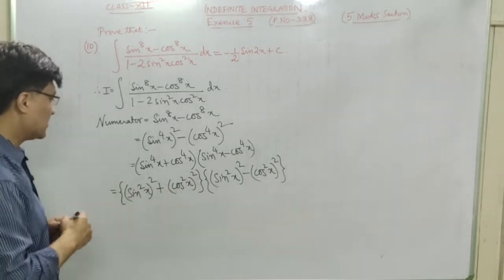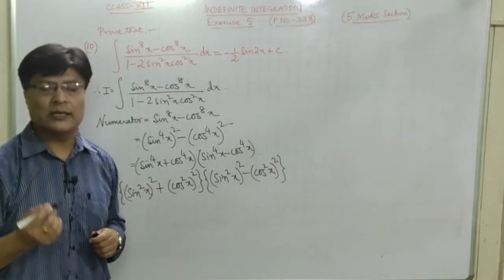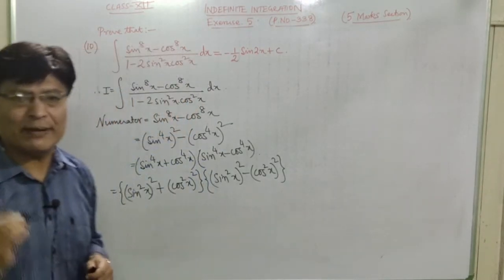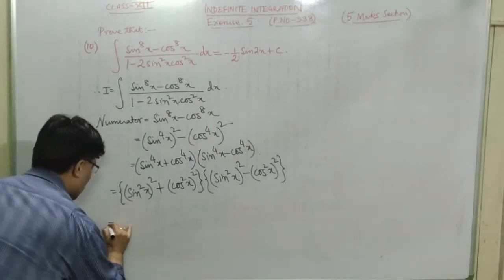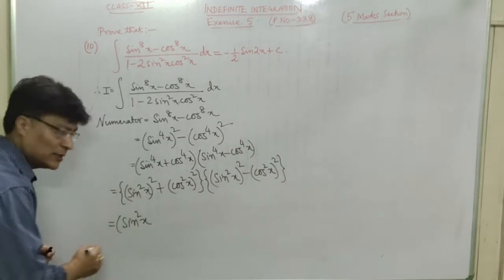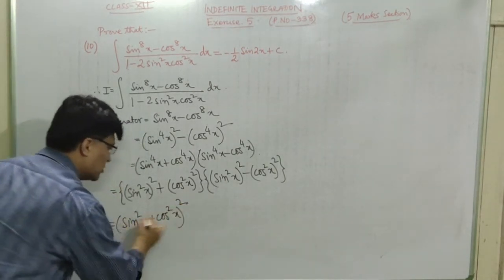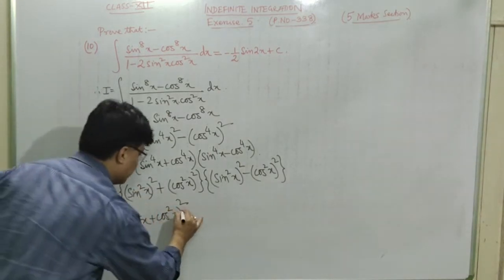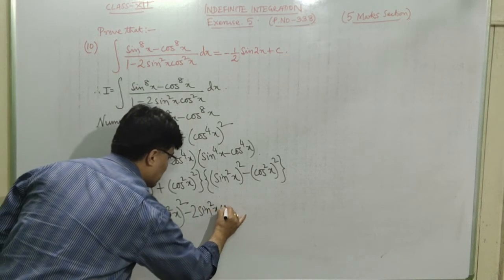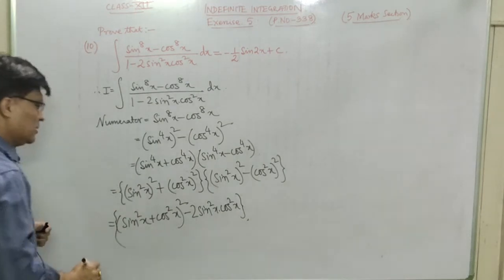Understood? So next, let us use the formula of a square plus b square. You know a square plus b square, isn't it? What is a square plus b square? A plus b whole square minus twice ab. So here you can use a means sine square x plus b means cos square x whole square. That is your a plus b whole square minus 2ab. Minus 2 into what is a? Sine square x, and what is b? Cos square x. So let us write it within second bracket.